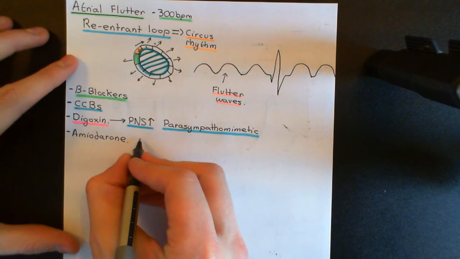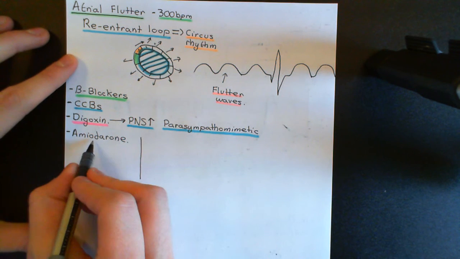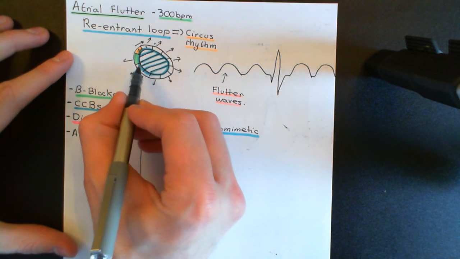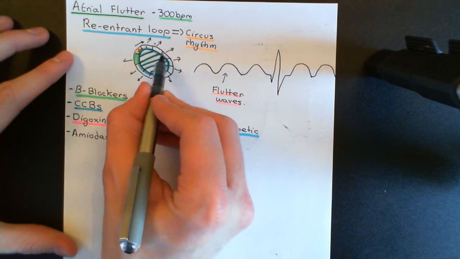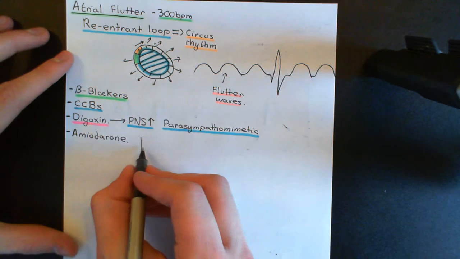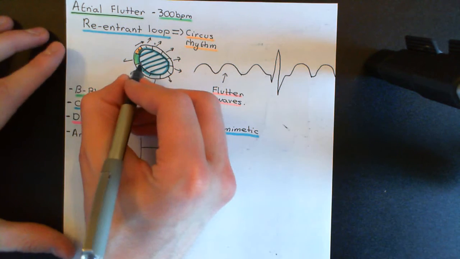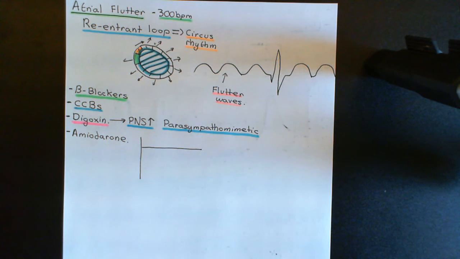Okay, so let me draw a picture. So it lengthens the cardiac action potential in all of the cardiomyocyte cells, but in particular we're going to be interested in its effects on these atrial cardiomyocytes here. So let me just draw a picture of what the action potential is going to look like in these atrial cardiomyocytes.